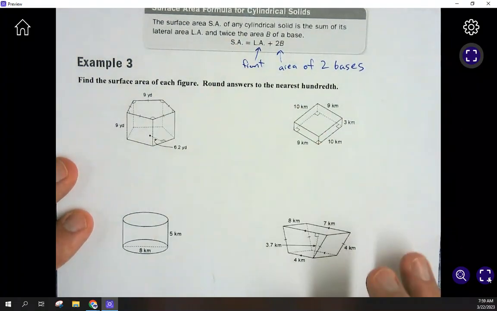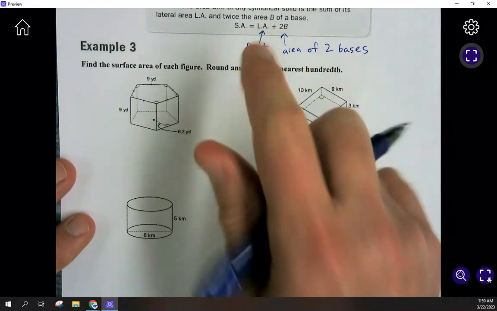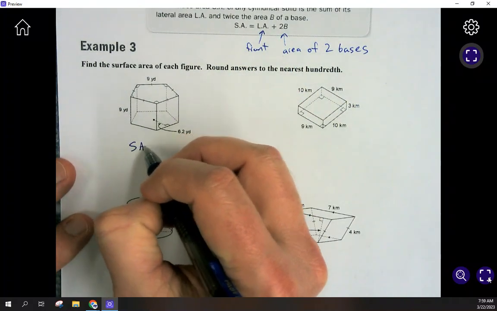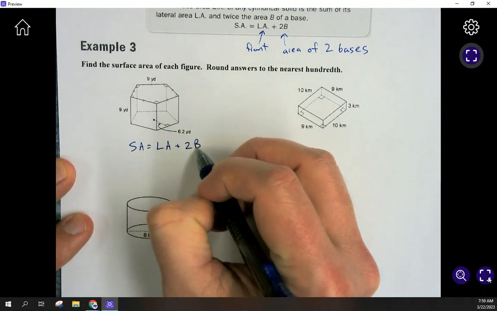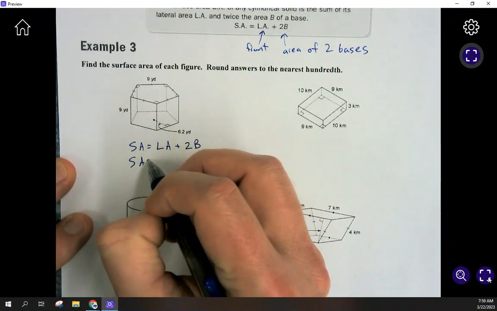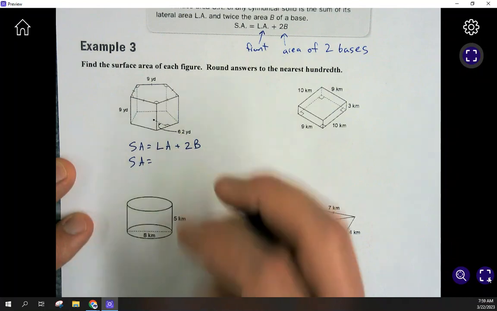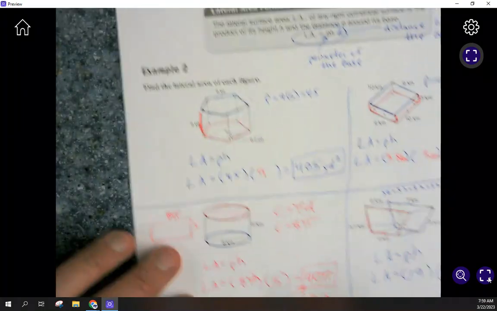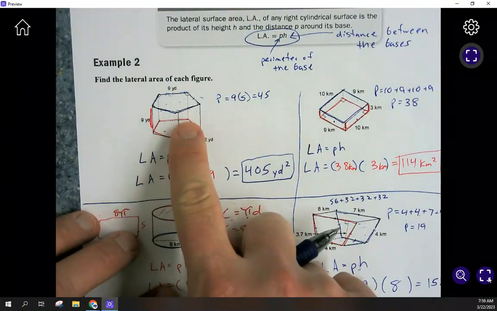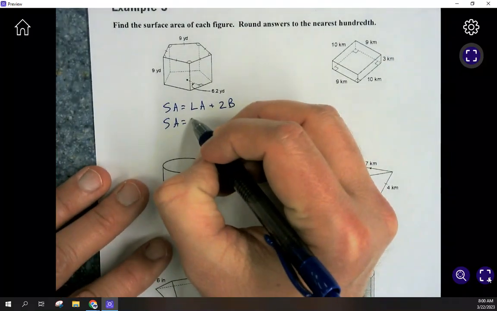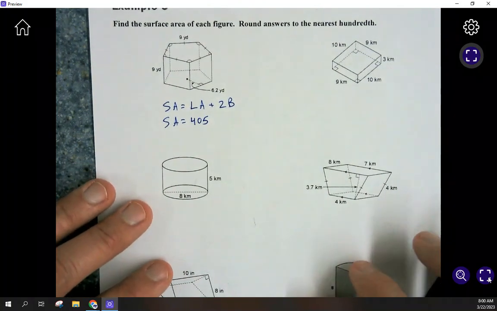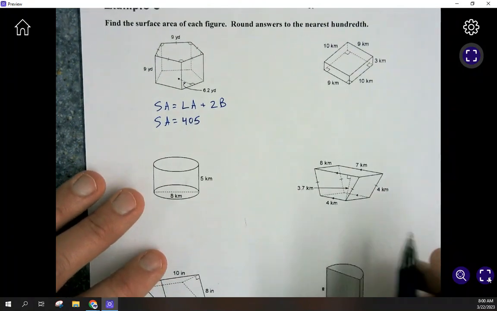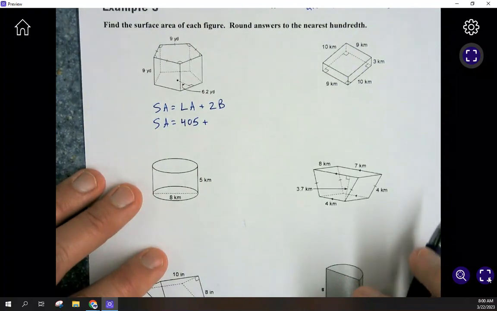So when we want to find total surface area, we start with the lateral area. So surface area equals the lateral area plus the area of the two bases. Since we've already calculated the lateral area, we can just drop that in. If I flip back to my other side, my lateral area for this shape was 405. I've already done that work. If I was starting from scratch here, I would need to recalculate the lateral area. And then I'm going to add the area of the two bases.